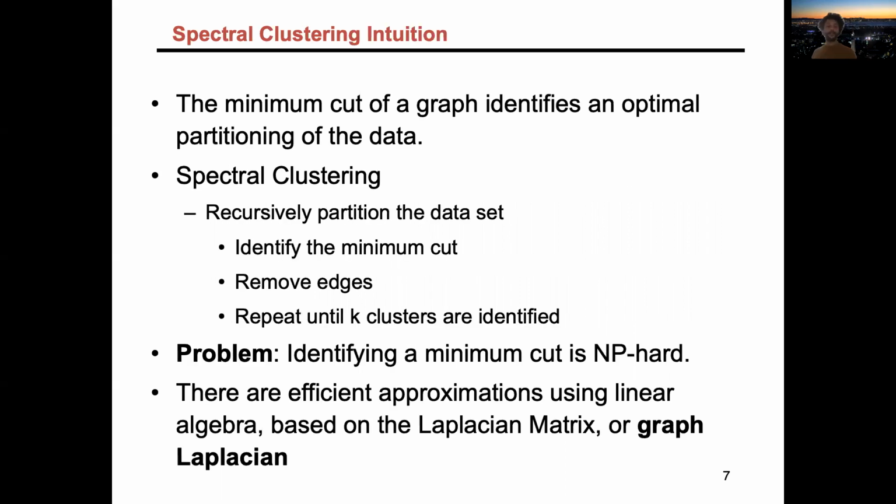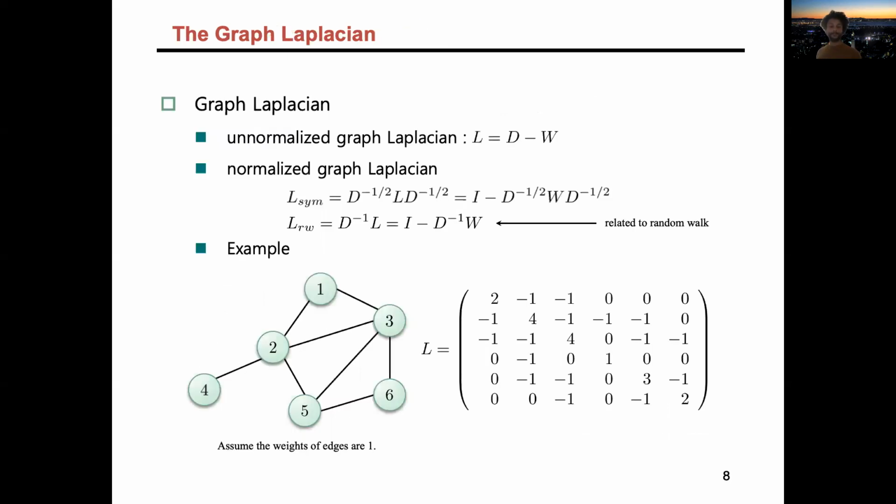Then we go into the intuition of spectral clustering. It comes from the minimum cut. You can technically recursively partition your data by identifying a minimum cut, removing those edges on the minimum cut, and repeat until clusters are identified. Finding minimum cuts is not exactly easy. So the common approximation is based on this thing called the graph Laplacian. And this really is the heart of spectral clustering, as well as some spectral embeddings we're going to see in about 10 to 15 minutes.